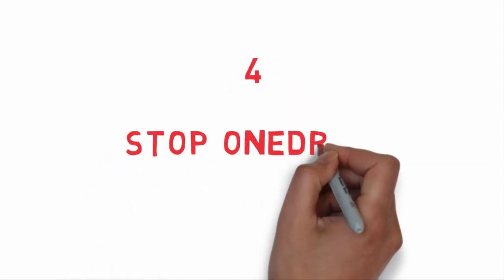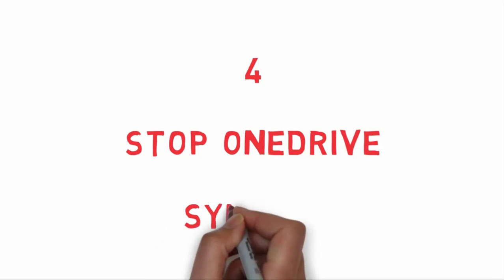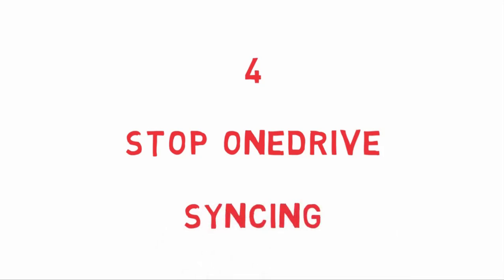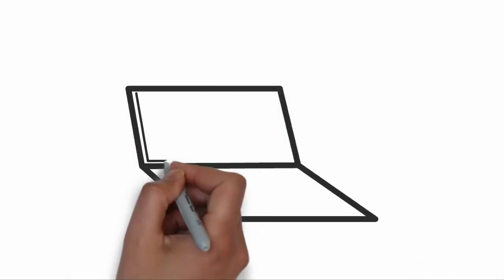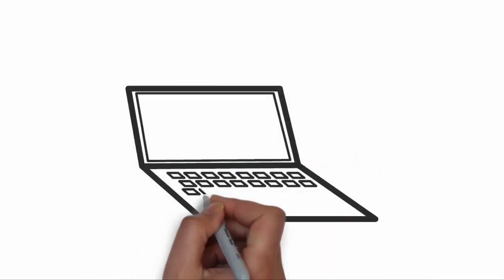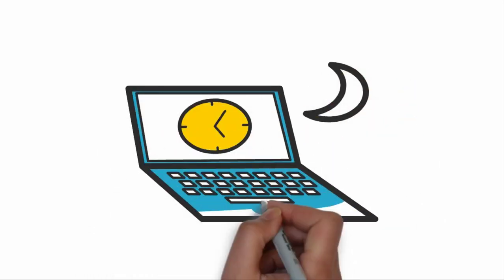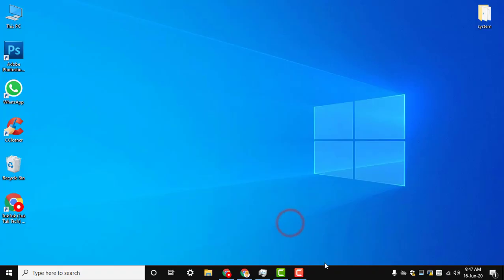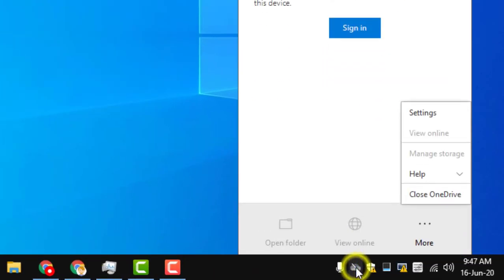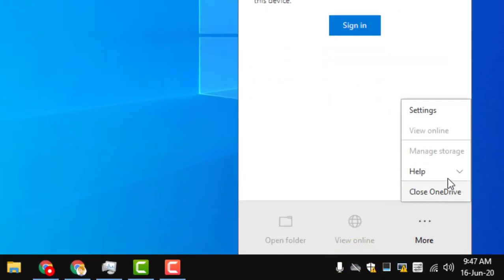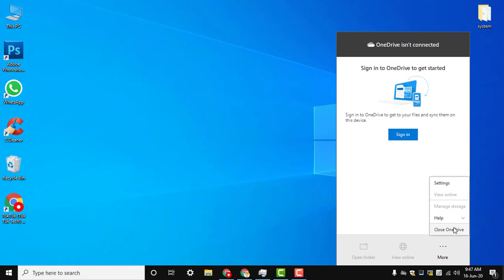Number 4. Stop OneDrive from syncing. OneDrive file storage is a backup tool. It does this by constantly syncing files between your PC and cloud storage. To stop syncing, right-click the OneDrive icon in the notification area on the right side of the taskbar.